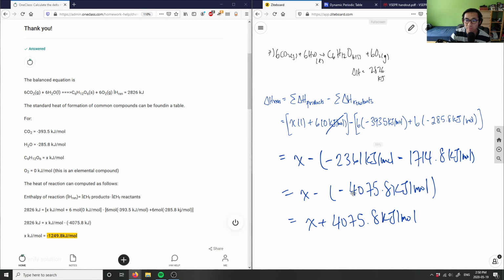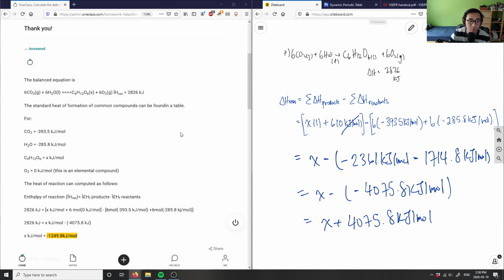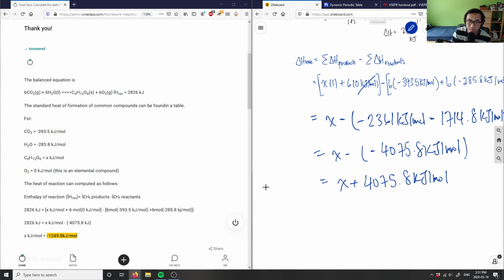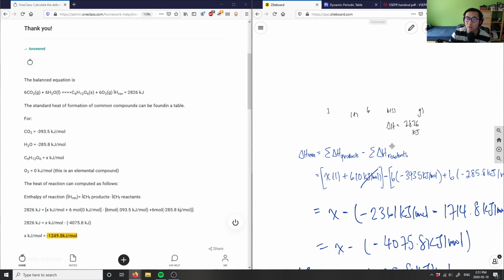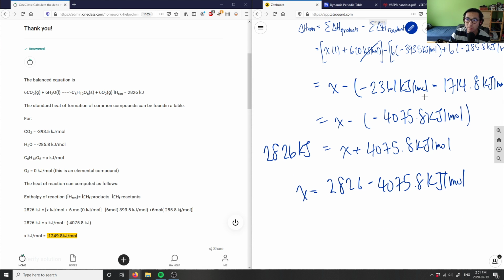And this here, I know the delta H of my reaction, I'm given that, right? Delta H of reaction is 2826 kilojoules. And now what I can do is solve for my x value. So I can move this to the other side, I can subtract from both sides. So x is going to equal 2826 minus 4075.8 kilojoules per mole. In this case, I'm assuming that there's 1 mole in this solution, so I'm assuming that this is also kilojoules per mole, and that's why the units work out. So I have 2826 minus 4075.8, which gives me a value of negative 1249.8, which is our answer.